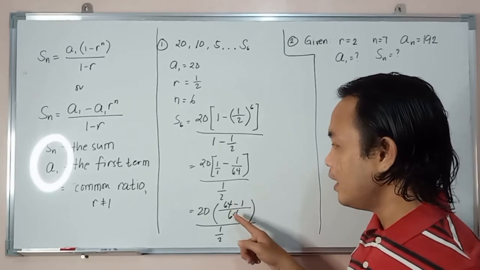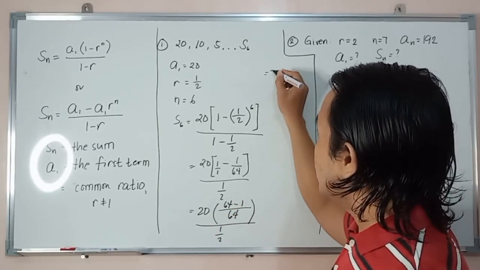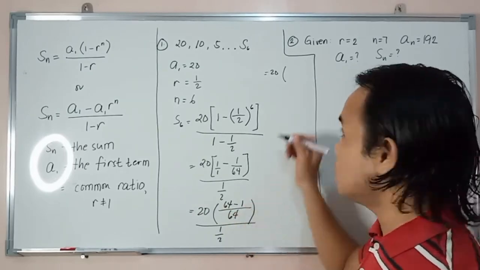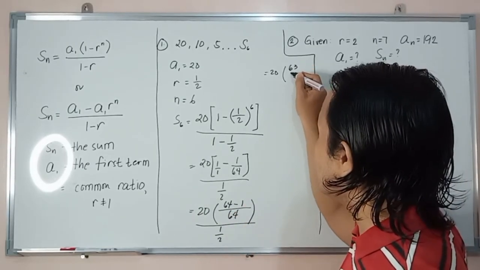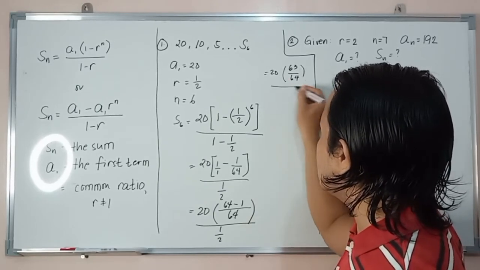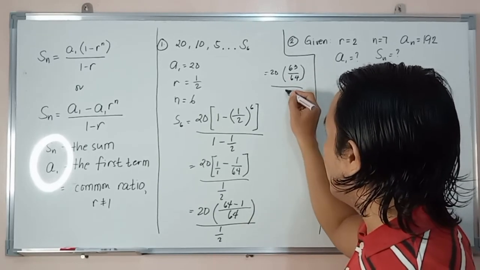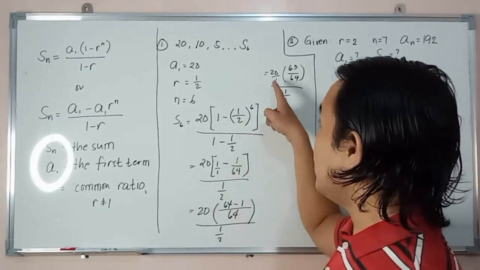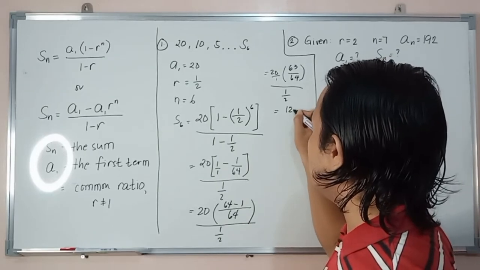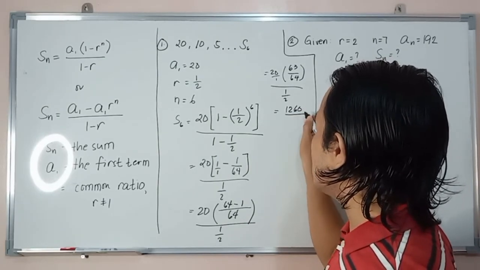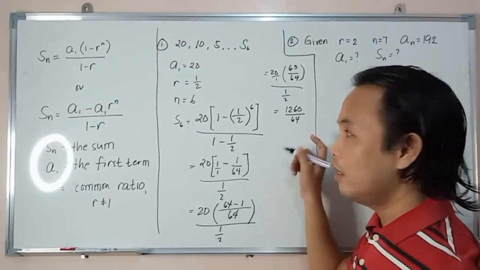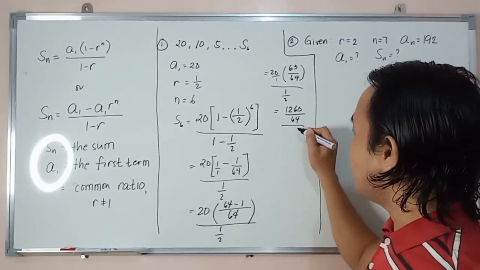So we simplify. We copy 20 times 64 minus 1, which of course gives us 63, over we copy 64 times, or that's over 1 half. So we multiply 20 times 63, that will give us 1,260 over 1 times 64, that is 64. Then over, we copy 1 half.